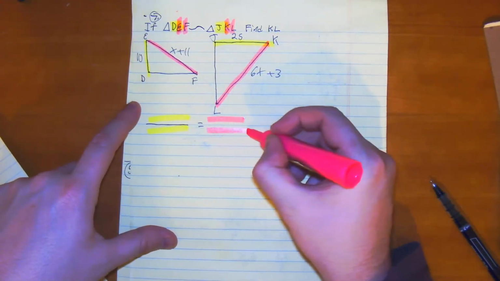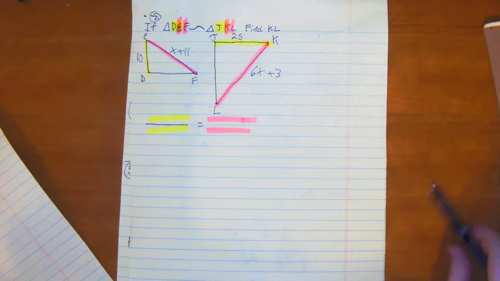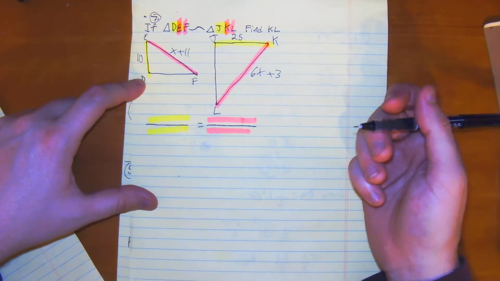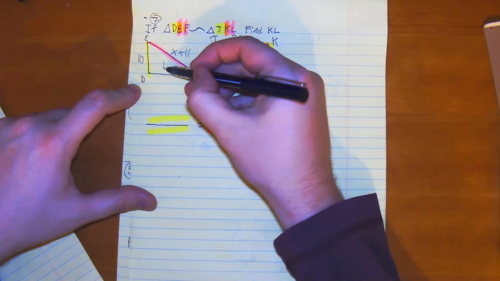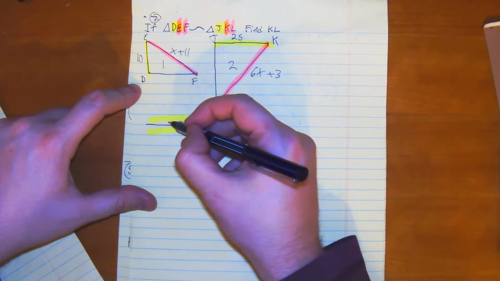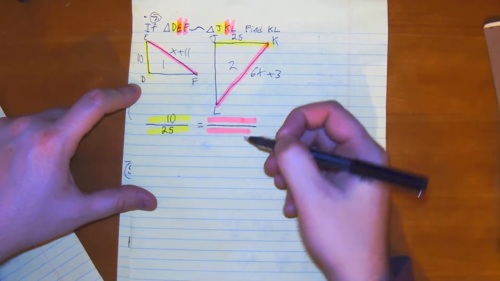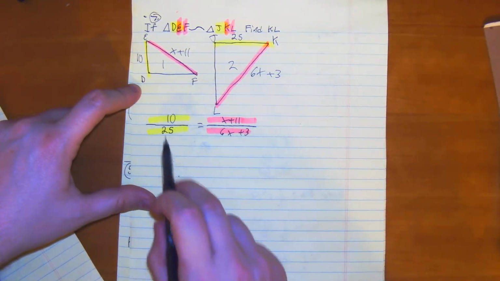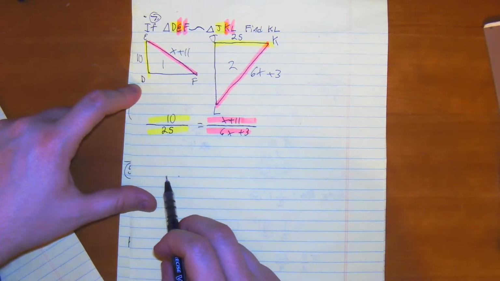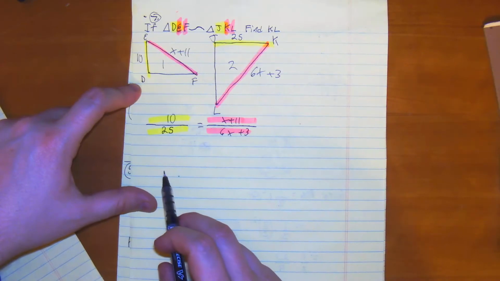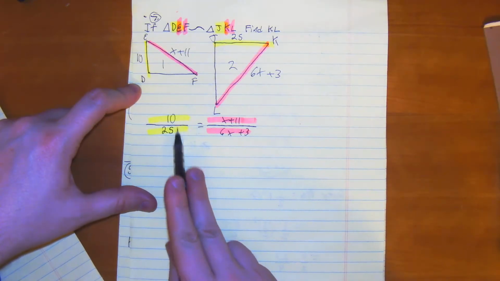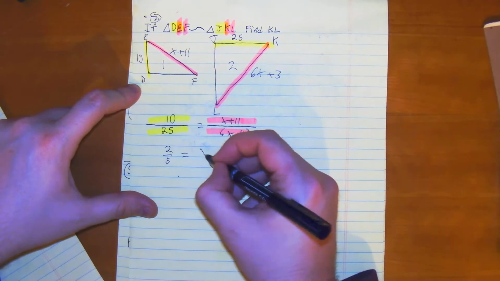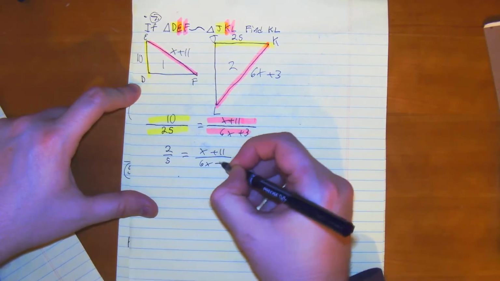So we have two ratios equal to each other, so we do have a proportion, so we can solve for the value of X, and then eventually find the value of KL, the length. So we have 10 over 25 is equal to X plus 11 over 6X plus 3. From here, 10 over 25 shares a common factor of 5. So we can simplify by dividing both by 5. We get 2/5 is equivalent to X plus 11 over 6X plus 3.